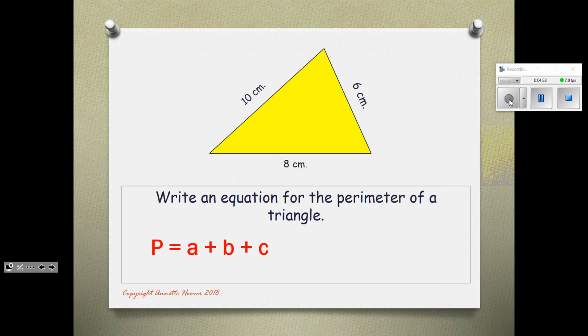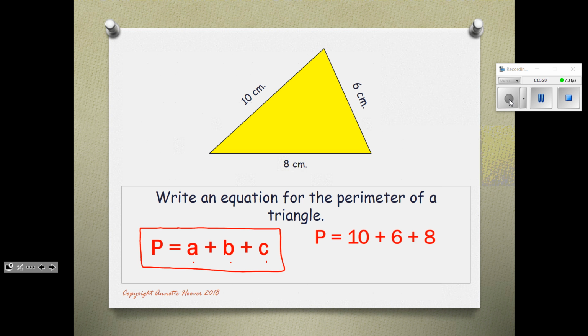So the basic equation that we would have is perimeter equals A plus B plus C. That means you're just going to take each of the three sides and add them together. So write this equation in your notes. Now, you might say, well, which is side A, which is side B, which is side C? Well, it really doesn't matter, because when you add all three numbers together, you're going to get the same answer.